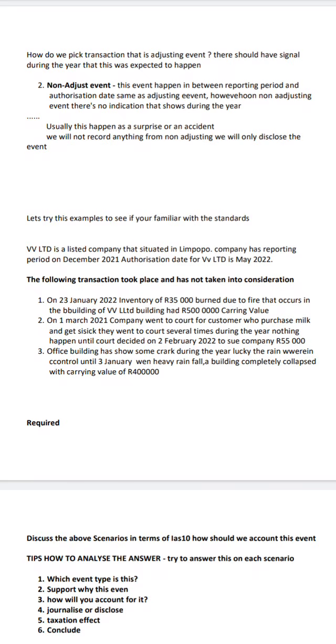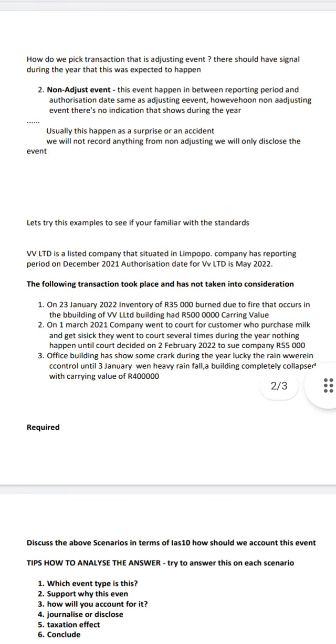VV Ltd is a listed company that's situated in Limpopo. The company has a reporting period ending December 2021. The authorization date for VV Ltd is May 2022.